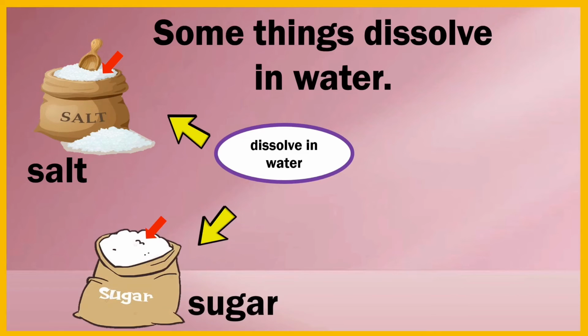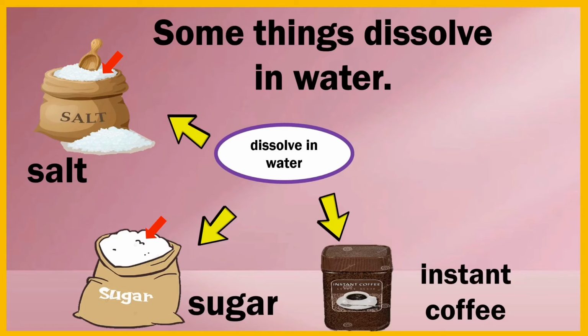Next we have sugar. Say it with me, sugar. Now let's spell S-U-G-A-R, sugar. Sugar is used to sweeten our food, and when we mix it in water or in our food, it will disappear. It is dissolved with water.